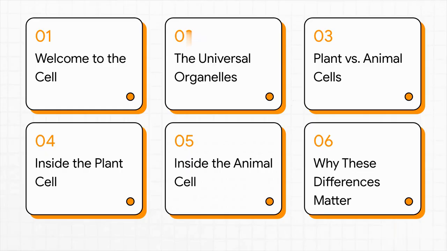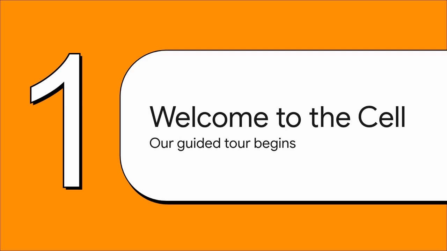So here's our game plan. We'll start with a quick welcome to the cell. Then we'll check out the essential bits and pieces that you'll find in both plant and animal cells. After that, we'll put them side by side, look at what makes each one unique, and this is the important part. Figure out why these differences are such a big deal. All right, let's get right into it.